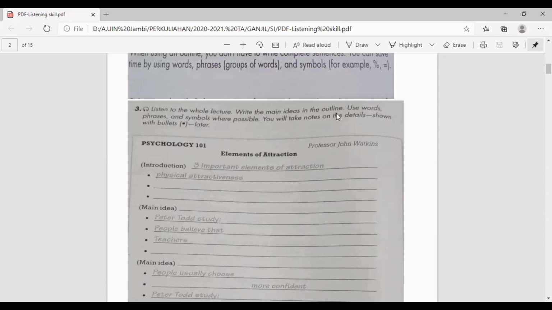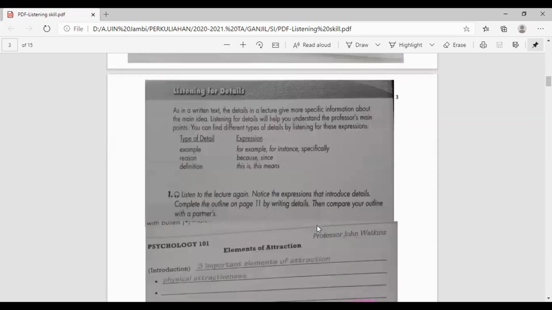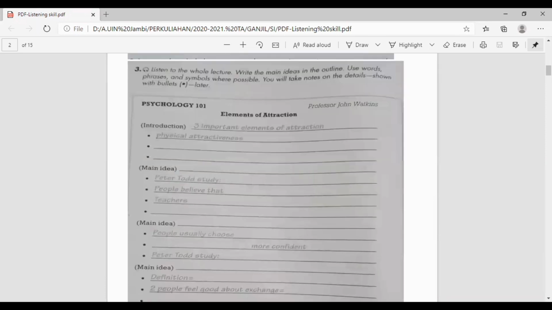And then you will take notes on the details shown with the bullets later. That's for later. So for now, just write the main ideas first. Okay, guys? Are you ready? Okay, here we go.